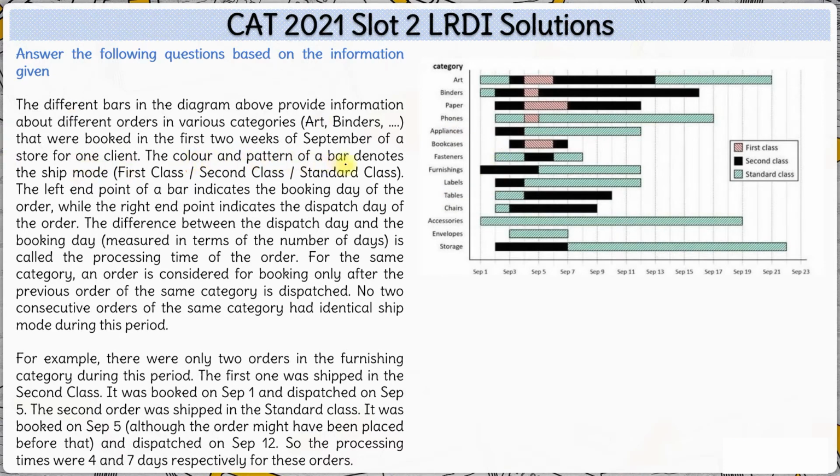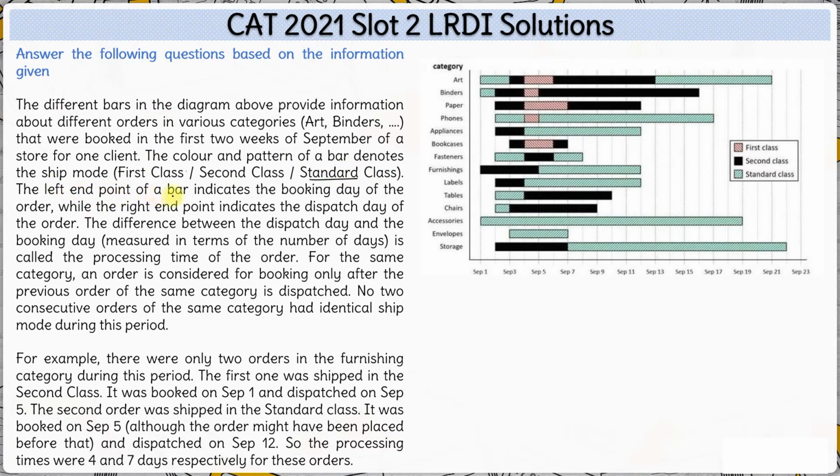The color in the pattern of a bar denotes the shipping mode, which is first class, second class, and the standard class. Okay, so this is the legend for that. The red mode is the first class shipping mode, the black one is the second class shipping mode, and the green one is the standard class of shipping. Okay, fine.